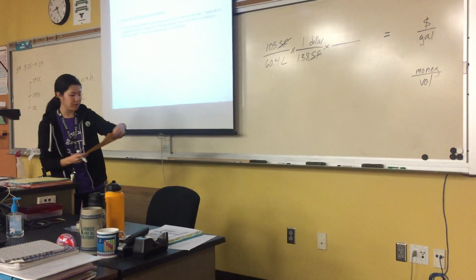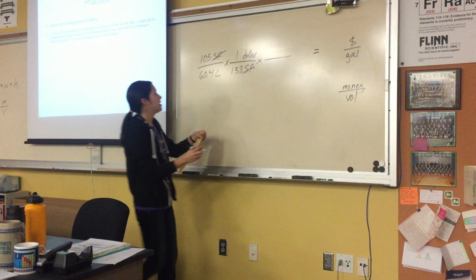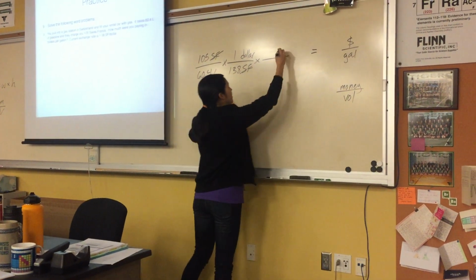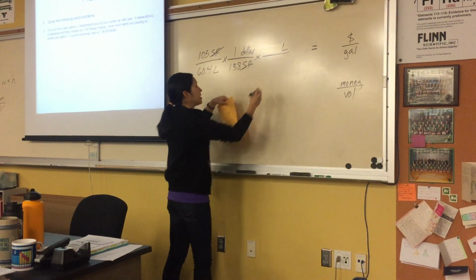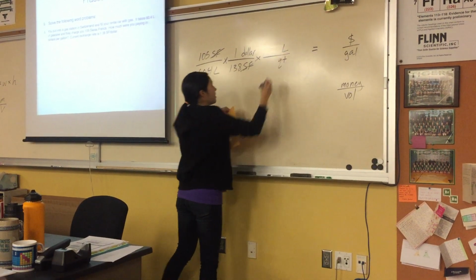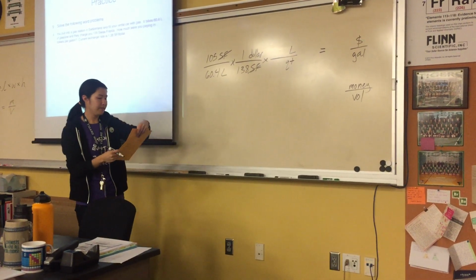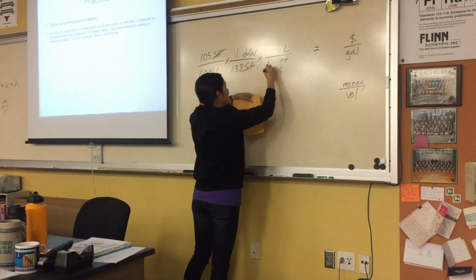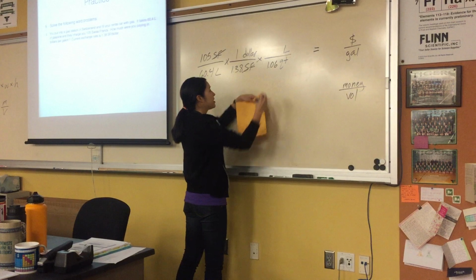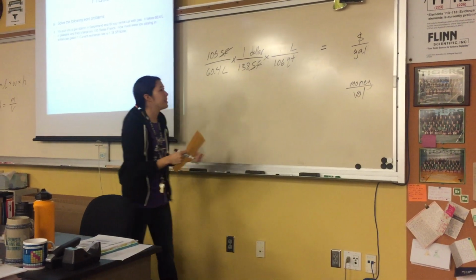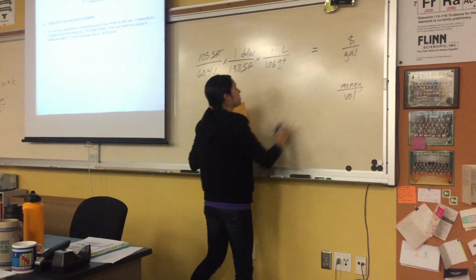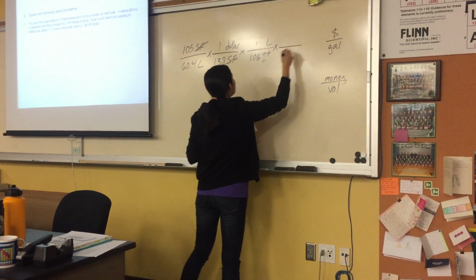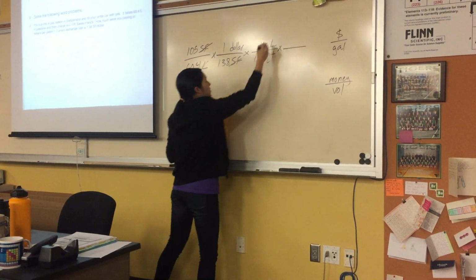So 1 liter is equal to 1.06 quarts. So we have liters on the bottom here, so we want to put liters in the top, and then quarts on the bottom. Make sure you put the number with the correct unit. So 1.06 goes with the quarts, 1 liter on top. I didn't leave myself enough space. So now the liters cancel, we're almost there.